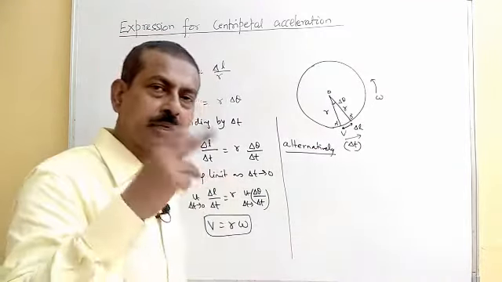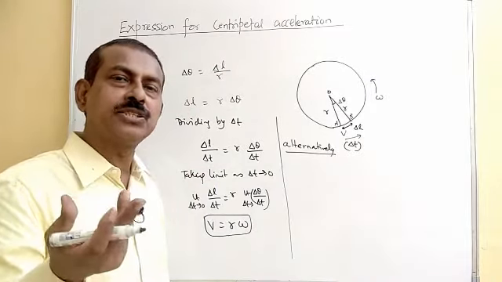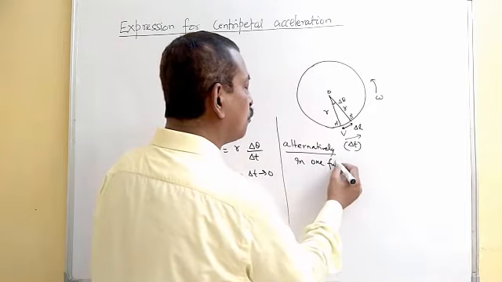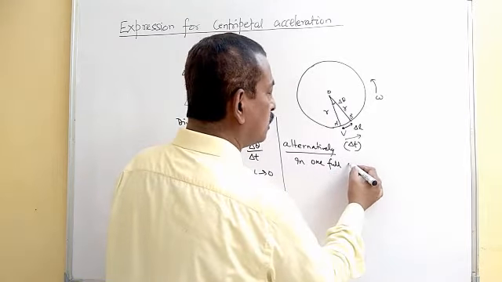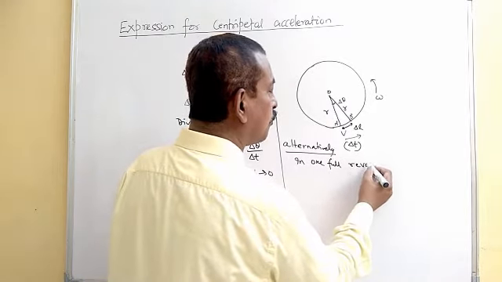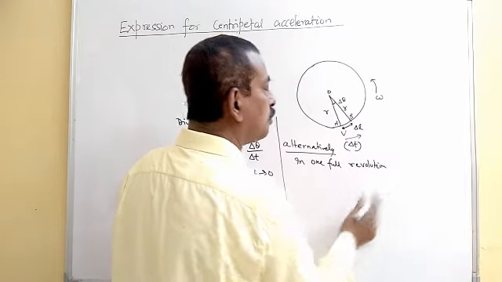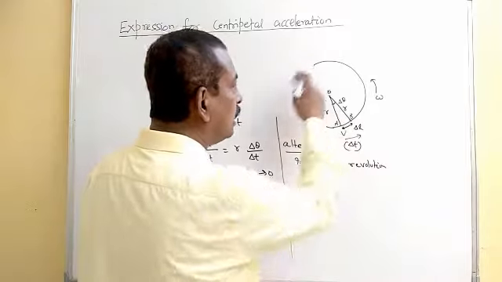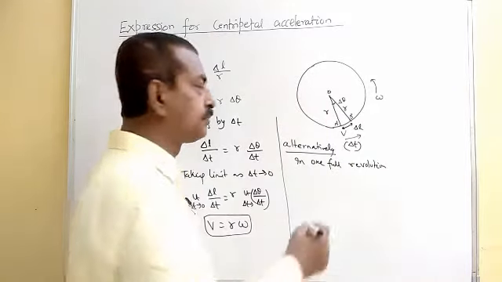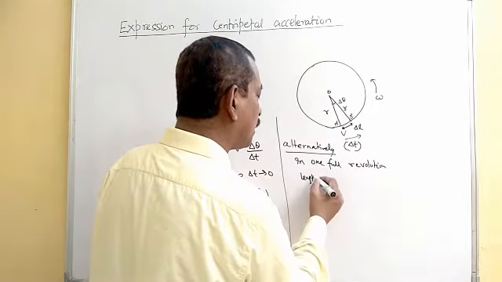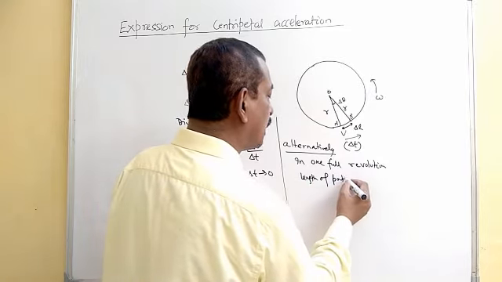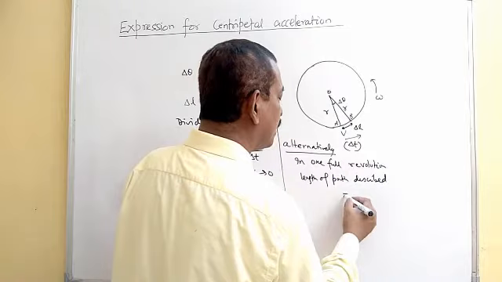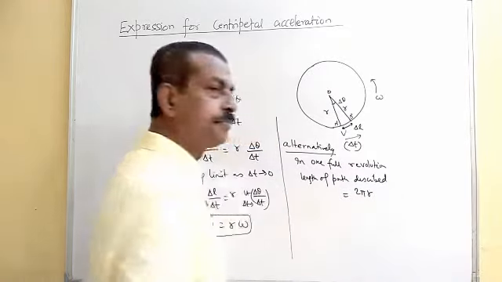In one full cycle, what is the length described? In one full revolution, the length of the path described is 2 pi r.